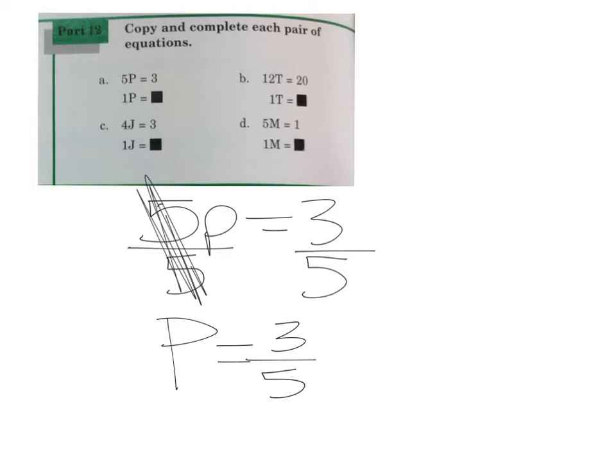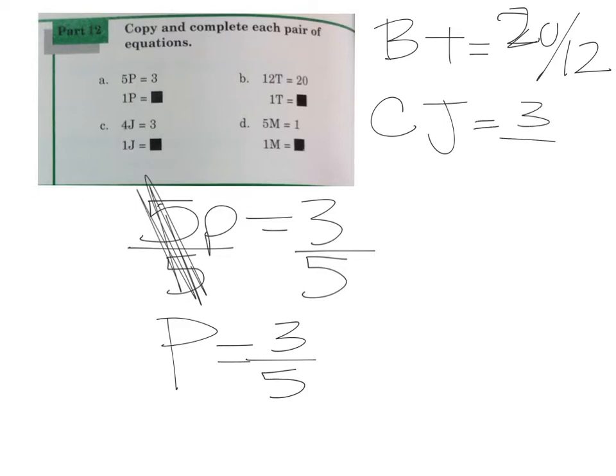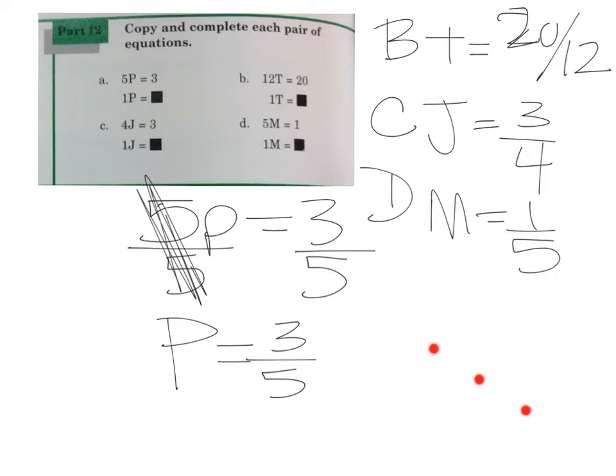The answers that you should have for the rest of these, for B, you should have t is equal to 20 twelfths. For C, J is equal to 3/4, and D, M is equal to 1/5. So check your fractions. If you didn't have this correct for B, C, or D, go ahead and do the same thing that I did for A and redo your problems over here. Pause the video and then come back for part 13 when you're ready.